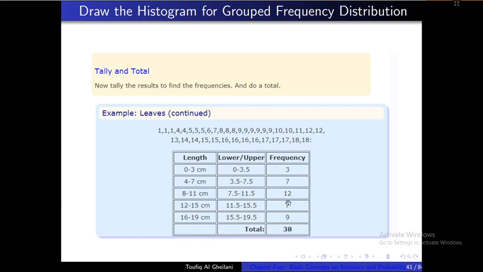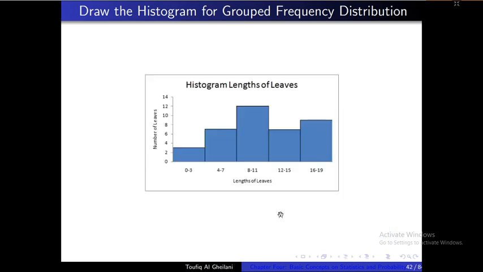And we sum the frequencies here. When we sum these, 3, 7, 12, 7, 9, we get 38, the total. And this is the histogram of the length of leaves.